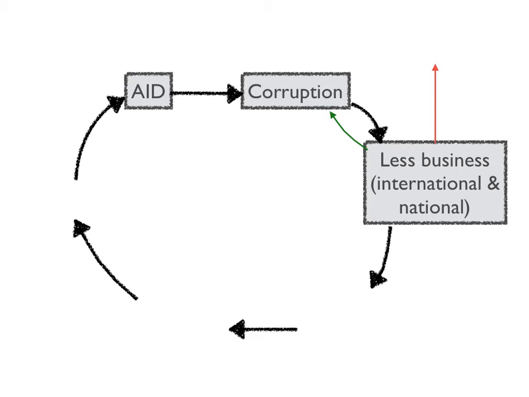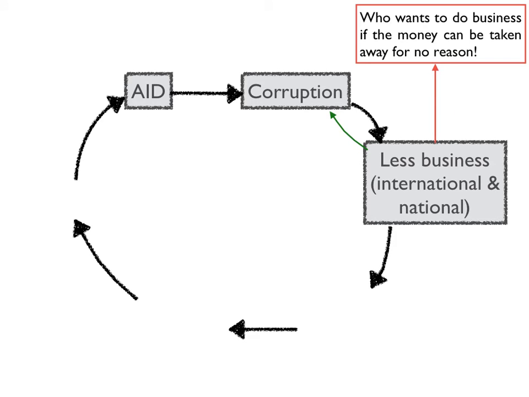Corruption leads to less business, be it international business and national business. Indeed, who wants to do business if you know that the money you're making can be taken away for no reason, right? Usually corruption means that a policeman or a politician can come up to you and say, give me the money you've just made. Well, nobody wants that to happen to their business, so why would they have a business to start with? So that's where the connection between corruption and business is.